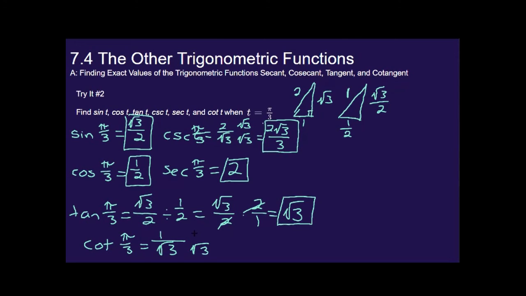Let's go ahead and rationalize that, and we get square root of 3 over 3, and that is the value of the cotangent. The cotangent of what is it? Pi over 3. Okay, so check your answers.